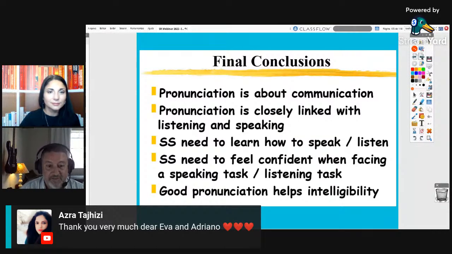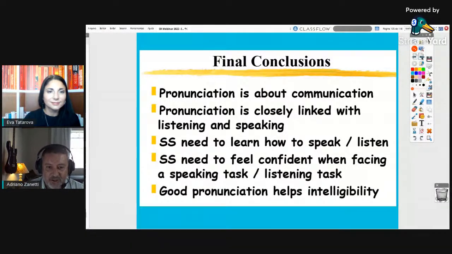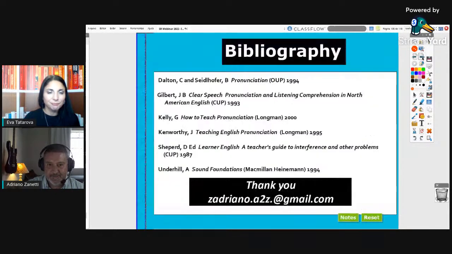And finally, good pronunciation helps intelligibility. It's so comforting and greatly rewarding when you speak with somebody from other languages other than your own language, using English, that you are understood, and you can make yourself understood, and you basically understand what people are saying. And this is greatly rewarding.